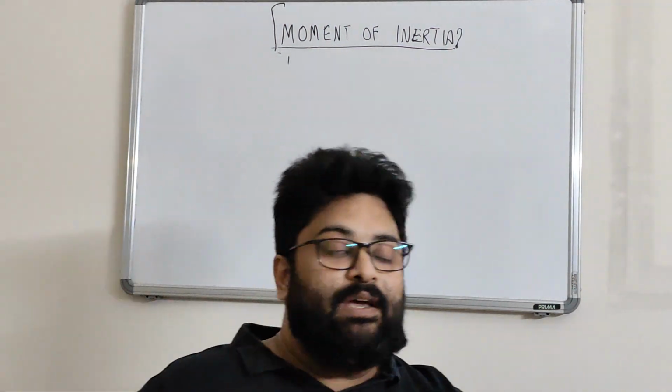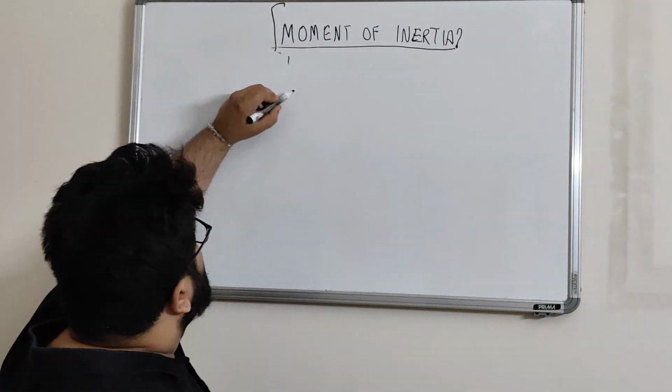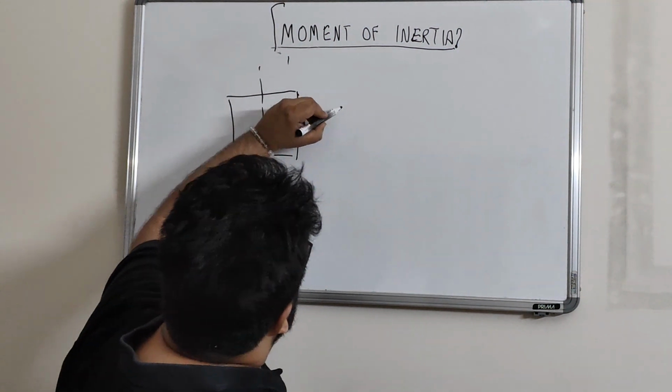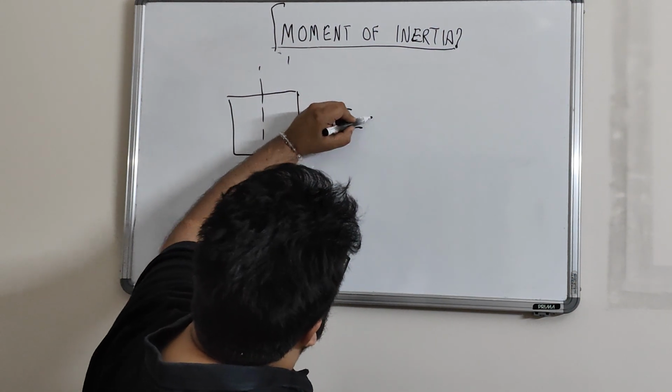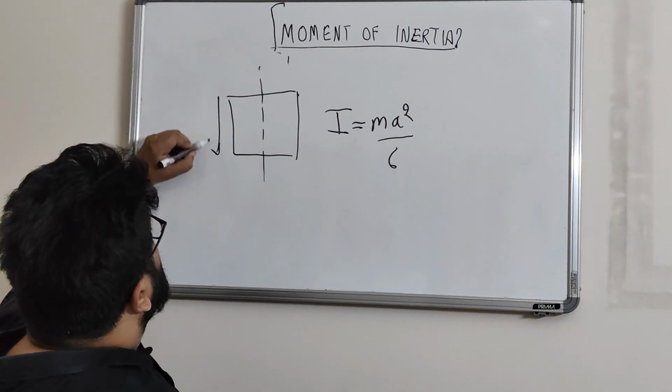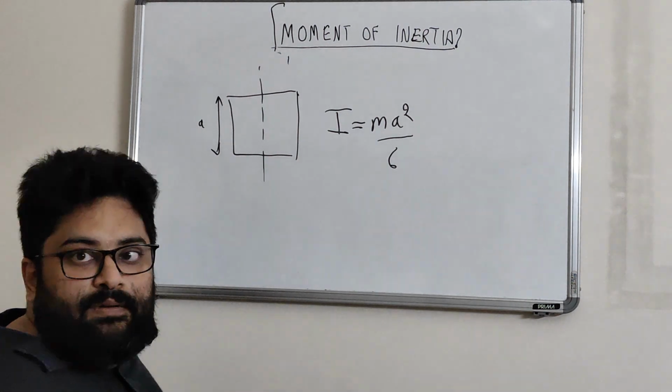Next, we have a square. For the square, the value is ma square by 6. Here a is the side of the square. Alright.